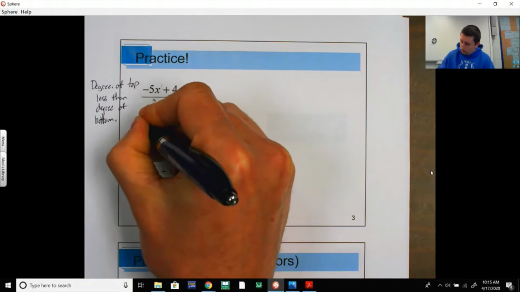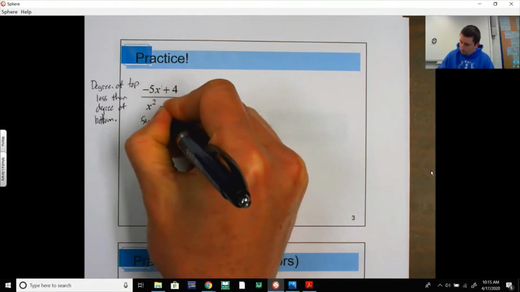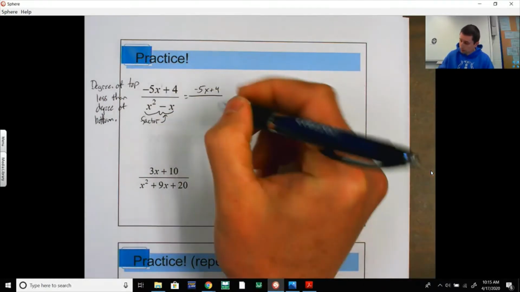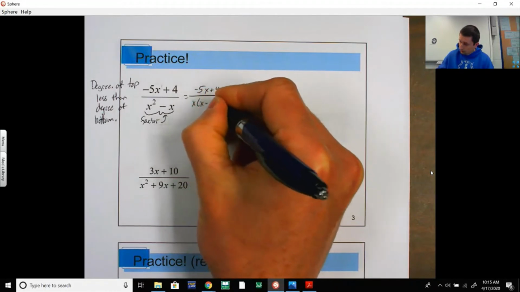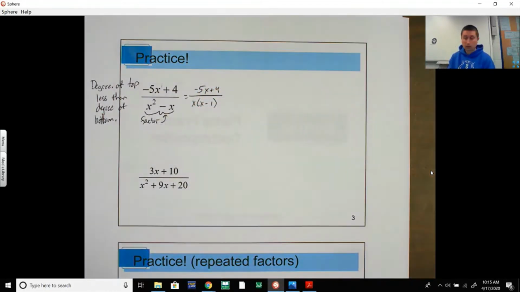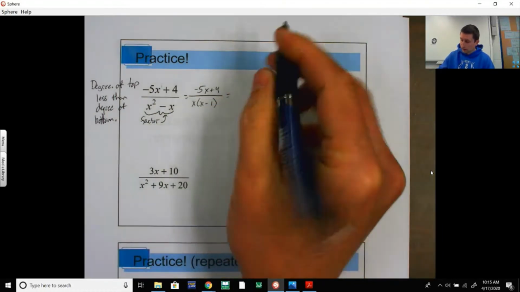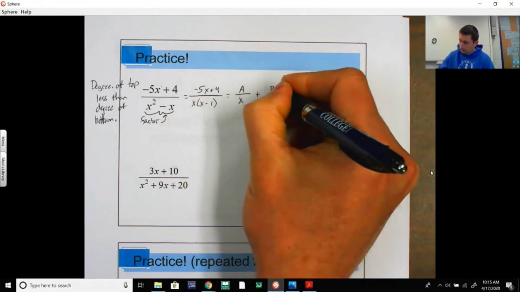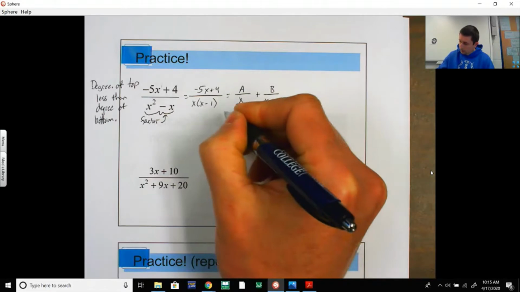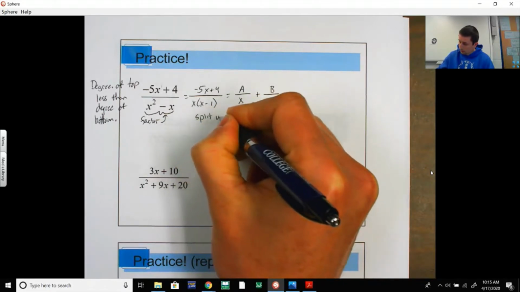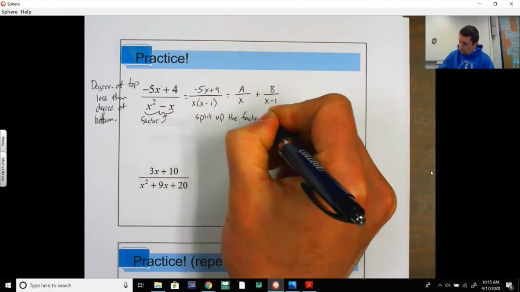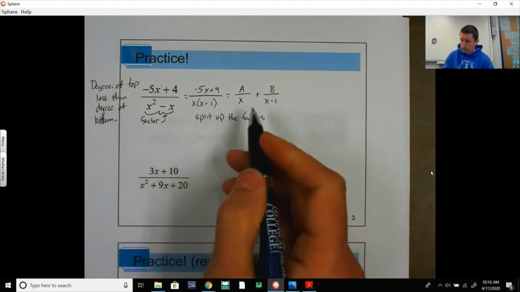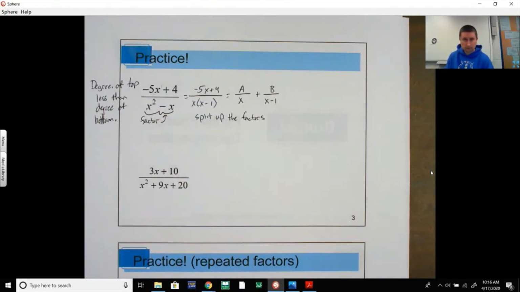The first thing we're going to do is factor the bottom. So this right here we're going to factor, and we get negative 5x plus 4 over x times the quantity x minus 1. These factors tell us the parts. So I want something over x plus something else over x minus 1. We are going to split up the factors: a over x plus b over x minus 1, and that should equal negative 5x plus 4.